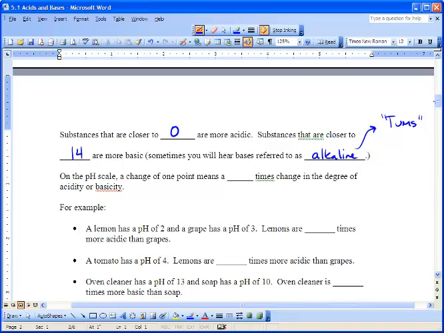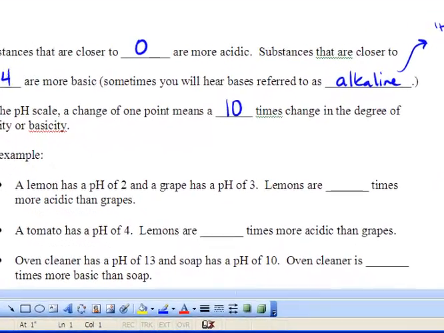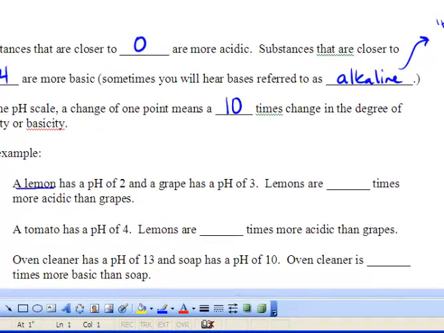So on a pH scale, this is really tricky. A change of 1 point means a 10 times change in the degree of acidity or basicity. So what that means is if we have a pH of 2 from a lemon and a grape that has a pH of 3, that means lemons are 10 times more acidic than grapes. And we're going to be touching on this in class as well.